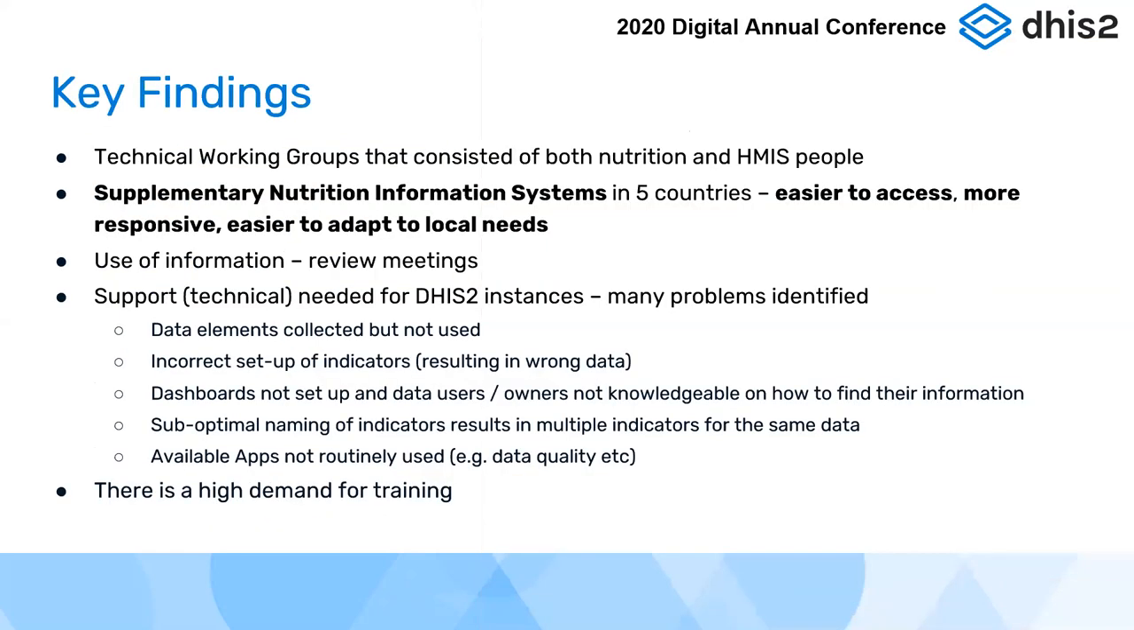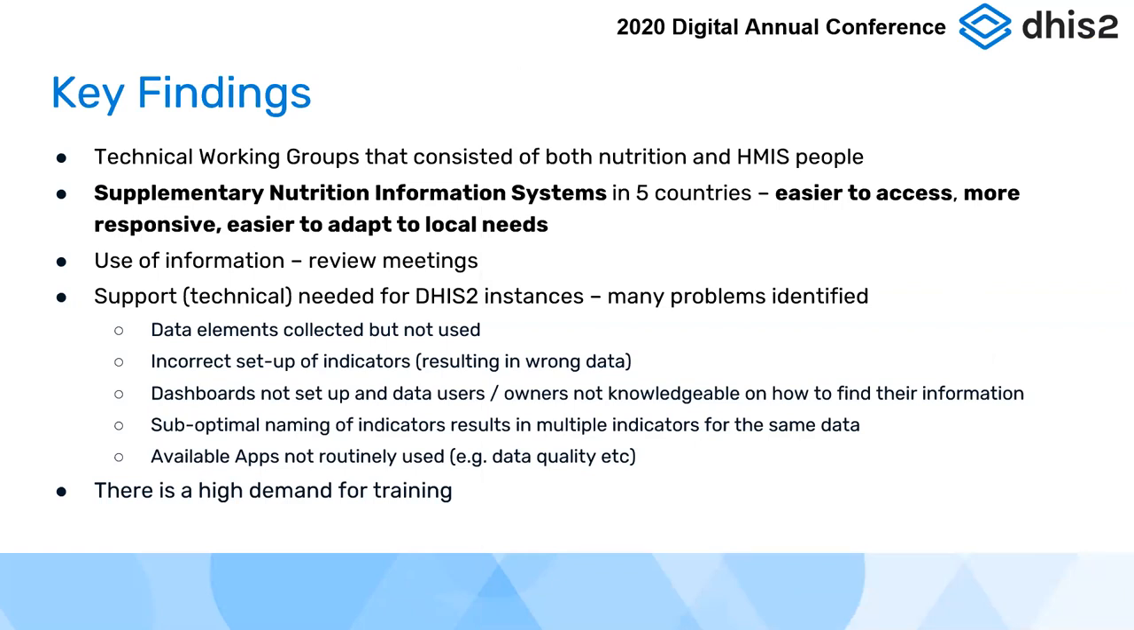So some of the key findings were, the main one was that there were supplementary nutrition information systems. And one of the reasons for this was that they were easier to access, easier to get changed, easier to adapt to local needs, and everybody worked together. And a supplementary is not a parallel. It contained different sets of data.